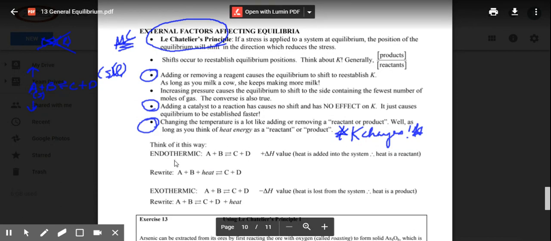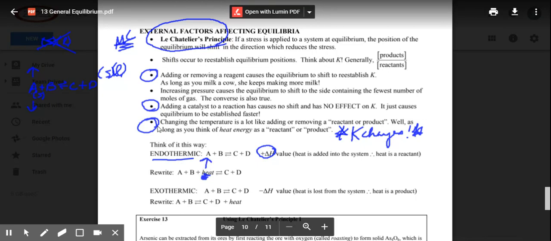So when we're looking at temperature, we first have to figure out, is it endothermic or is it exothermic? Endothermic reactions get positive delta H values. So when we write our reaction, we have heat in the reactant side. So if I increase my temperature, I'm increasing the heat here.